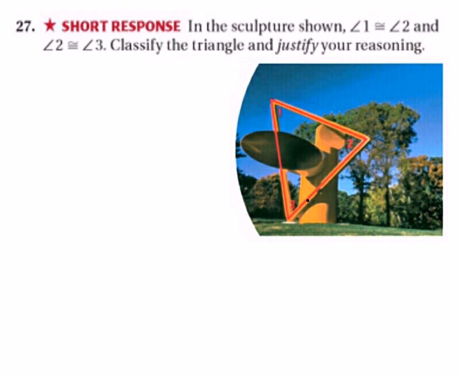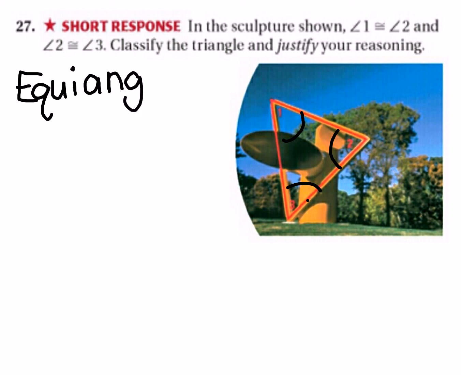If it's transitive property, that means that all 3 angles are congruent. So what type of triangle would this be? It will be equal angular. So my answer for 27 is, it is equal angular. And we want to remember what equal angular means. That means that all the angles are congruent. And we know it's equal angular by transitive property.